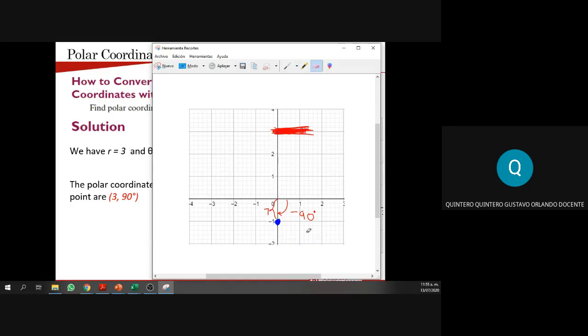But what about this one? Take a look at this, guys. What about this? What if we say the angle is just 90 degrees? Now, that would be a mistake, right? Because clearly, the point is down, not up. The point is down. So that would be a mistake.